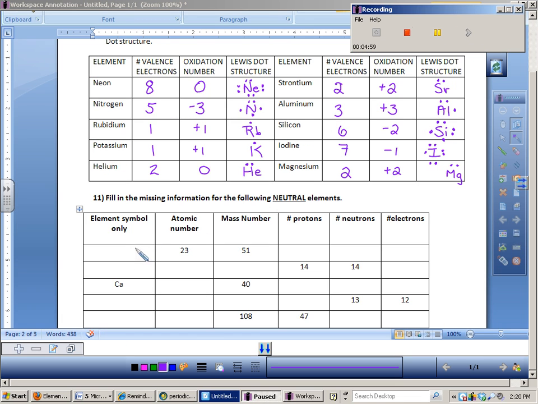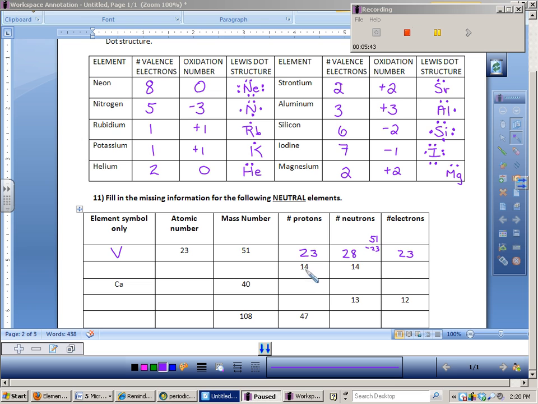Okay, in section 11, it asks us to find the information for the missing neutral elements. This is a repeat of what we did on our last test. If I am atomic number 23, I go to the table, I find the symbol is vanadium. Notice we've asked you for only the symbol, not the isotopic symbol, so we don't need mass number or atomic number. If my atomic number is 23, that means I have 23 protons, 23 electrons. In order to do neutrons, I'm going to do 51 minus 23 and get 28.